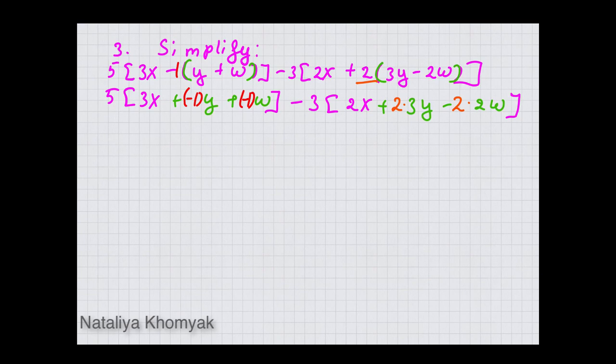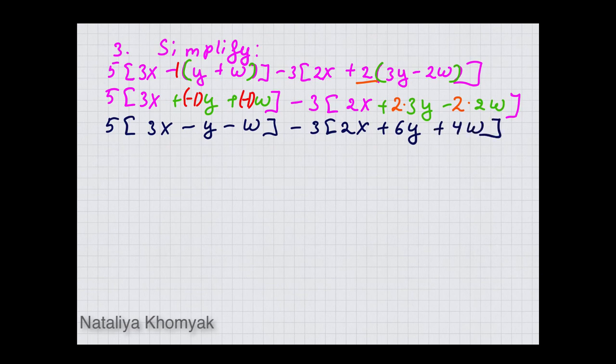So let's simplify. Positive times negative, negative 1y, which is negative y. Positive times negative, negative w. 2 times 3, we have 6y. 2 times 2, we have 4w. Now we want to check if we have like terms inside of each of the parentheses, and we do not. So let's do distribution. First parenthesis has 3x minus y minus w, and we need to distribute 5, so times 5.